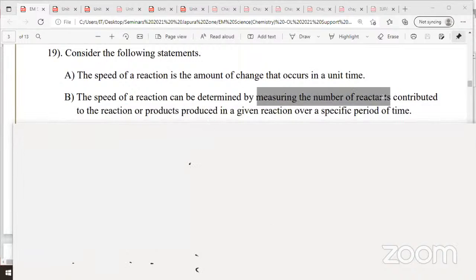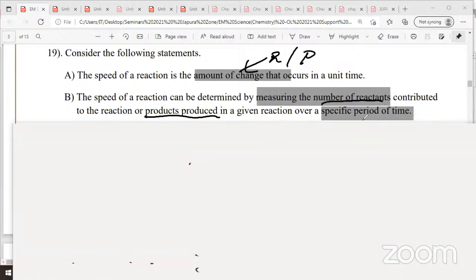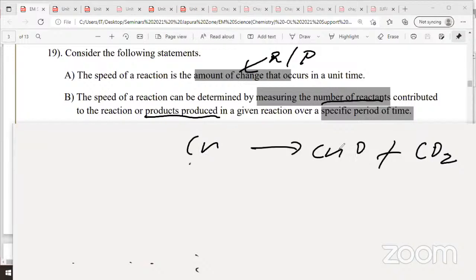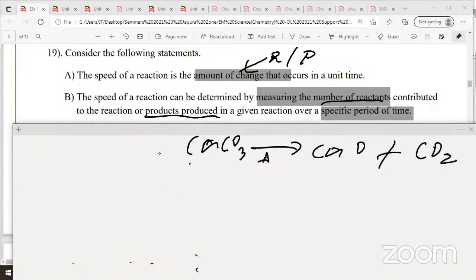That's why I told you calcium carbonate getting used up in a specific period of time. Yes, the amount of change can be for the reactants or products. It can be reactant or it can be products, right? So the amount of reactants consumed or products produced in a unit time. Formation of calcium oxide in a unit time, or disappearance of calcium carbonate. You heat this, so you can consider both sides. Then let's see the third statement.